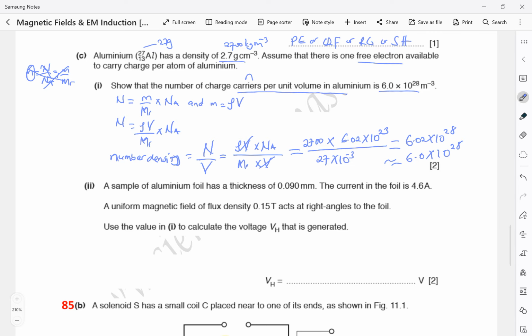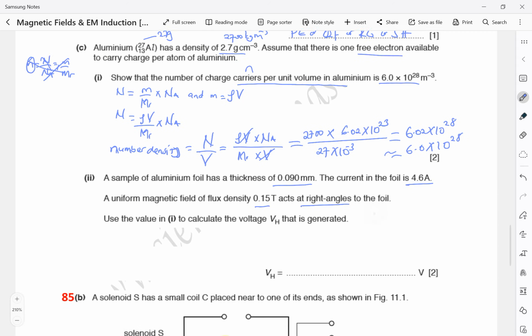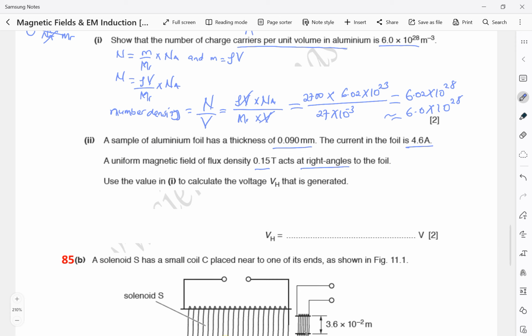A sample of aluminium foil has a thickness of 0.09 millimeters. The current in the foil is 4.6 amperes. A uniform magnetic field of flux density 0.15 teslas acts at right angles to the foil. Use the value in Roman 1 to calculate the voltage VH that is generated.